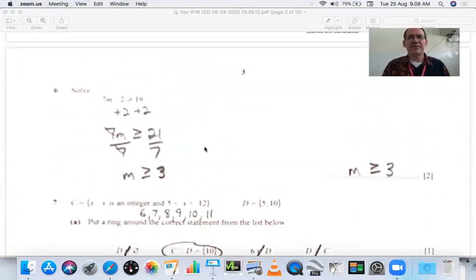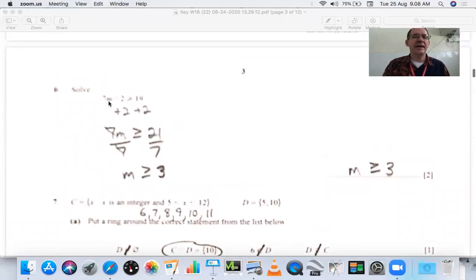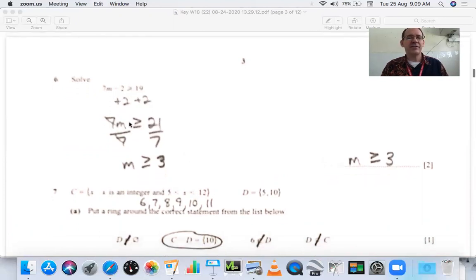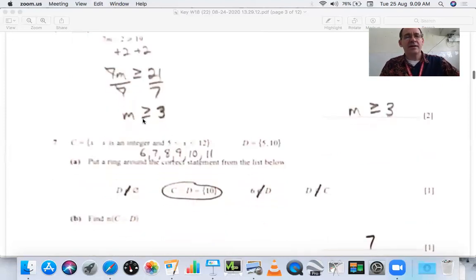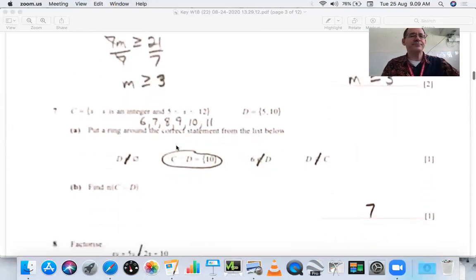Now we have this, and sorry that it's a little blurry. It's 7m minus 2 greater than or equal to 19. So we add 2 to both sides, get 7m greater than or equal to 21. Divide both sides by 7. m is greater than or equal to 3. You do not flip your inequality unless you multiply or divide by a negative. Then you would flip your inequality. So since we are not dividing by a negative, the inequality stays the same. So m greater than or equal to 3.